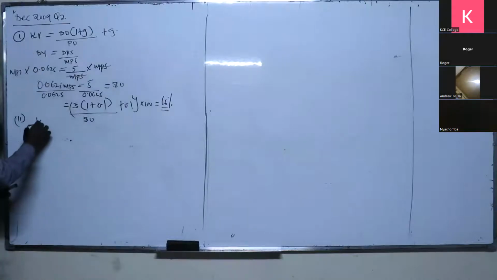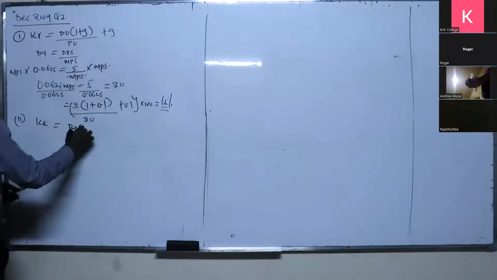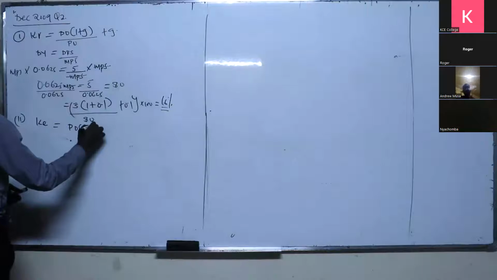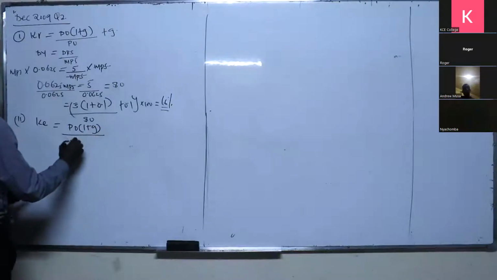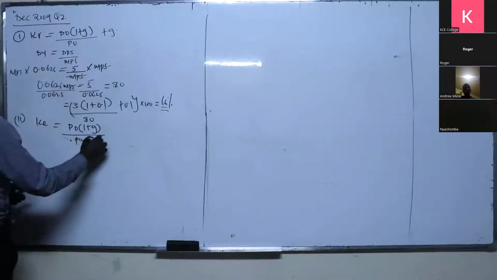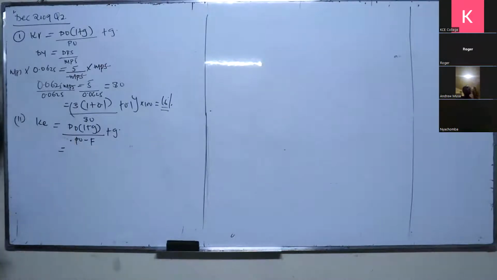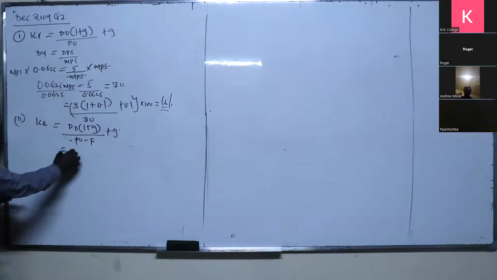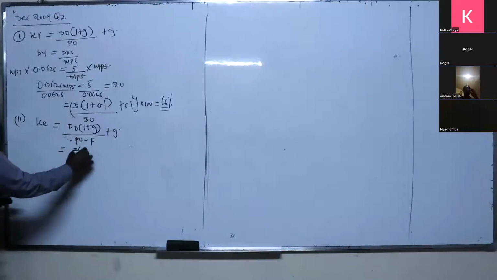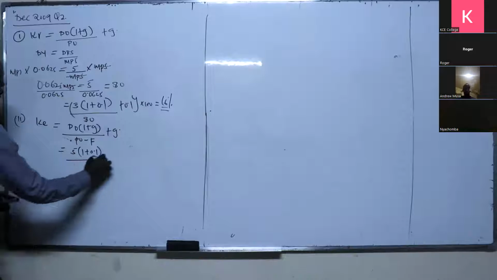Cost of equity is KE, which is D0(1 plus g) over P0 minus F, plus g. So this is D0. Remember, we use D0 when we have the past dividend. So D0 is how much? 5 in bracket 1 plus 0.1, over 80.